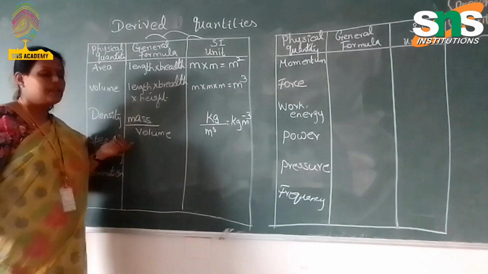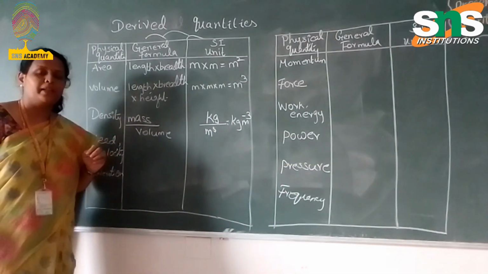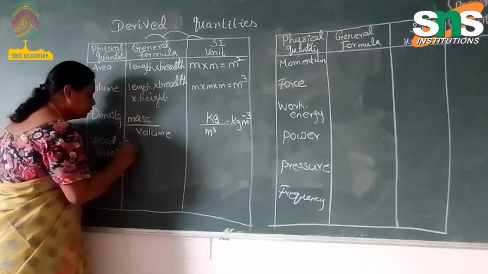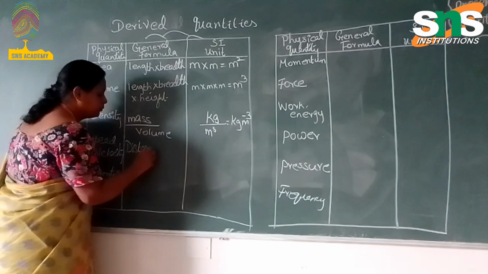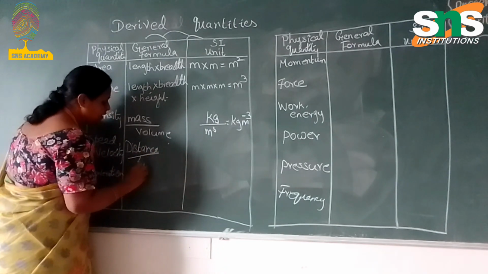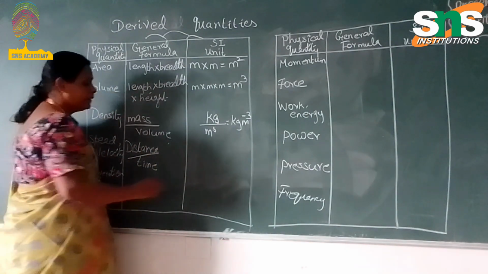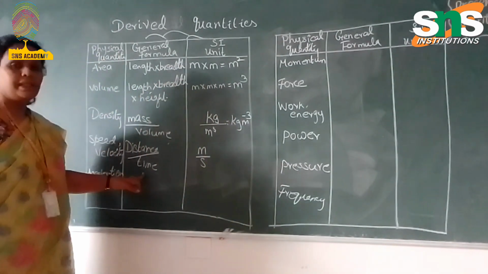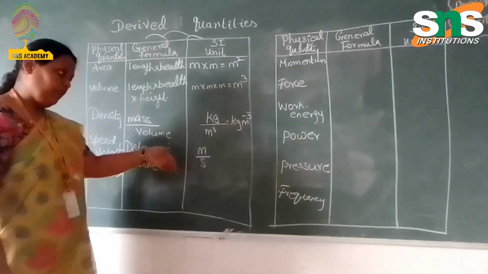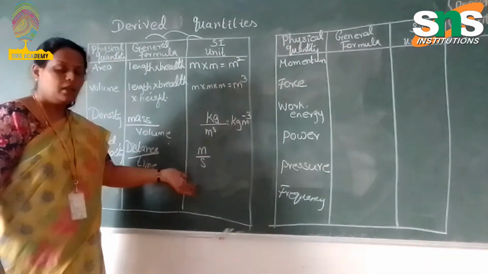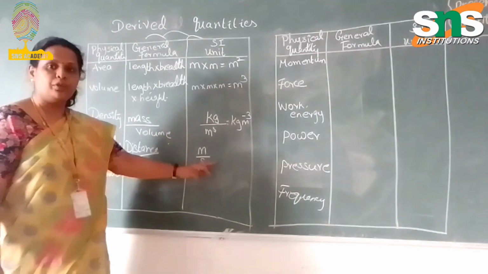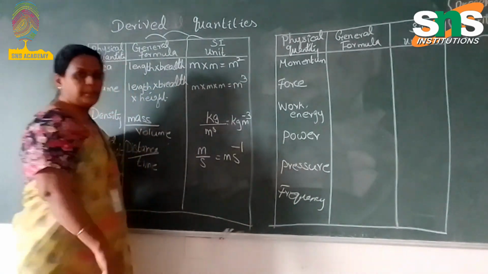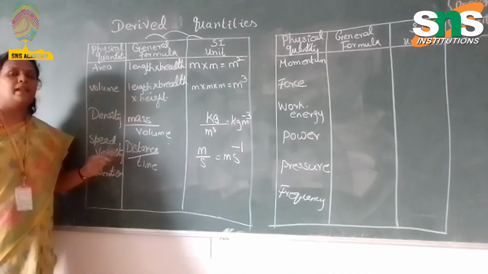Then, coming to speed and velocity. The formula for calculating speed and velocity is distance by time. Distance we can express in terms of meter, and the SI unit for time is seconds. If I want, I can write meter per second. If I carry this denominator to the numerator side, the unit will become m s power minus 1. So, this is the unit for speed and velocity.